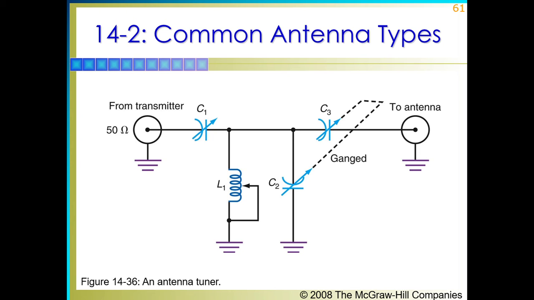One popular variation of the antenna tuner is a transmatch circuit, which uses a coil and three capacitors to tune the antenna for optimal SWR, which is shown in this figure. Capacitors C2 and C3 are ganged together and tuned simultaneously.